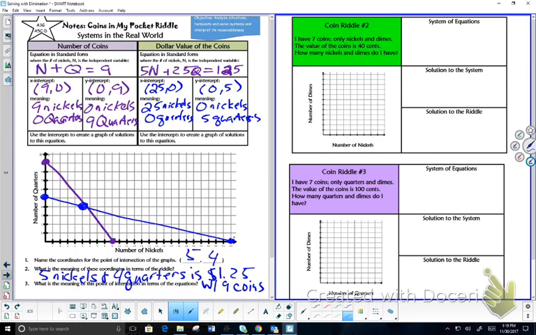I have 7 coins, only nickels and dimes this time. They total 40 cents. How many nickels and dimes do I have? So how would I write it? N plus D equals 7, since it's 7 coins. Now what? 5N plus 10D equals 40 cents.